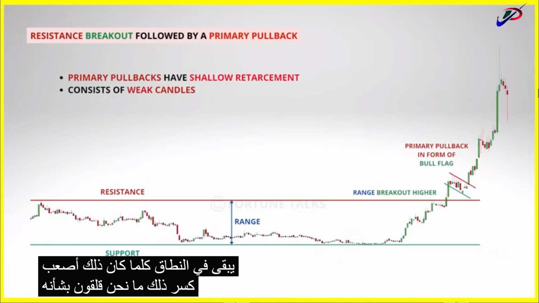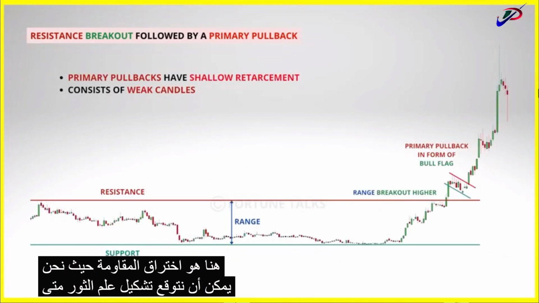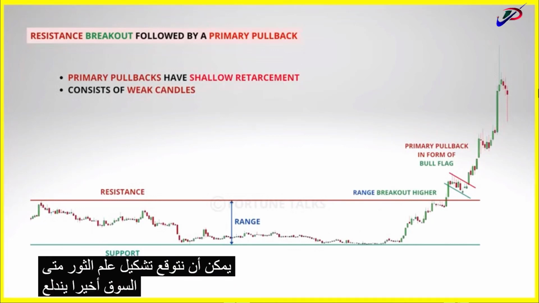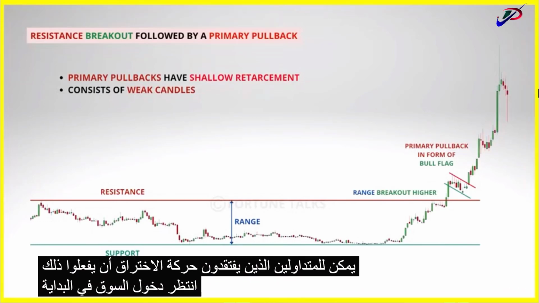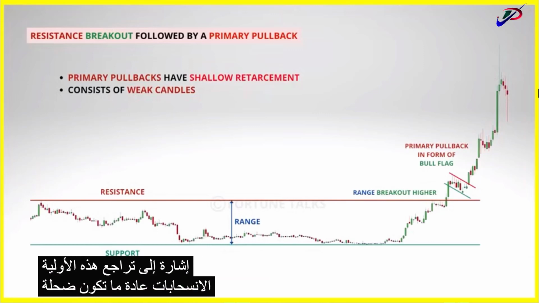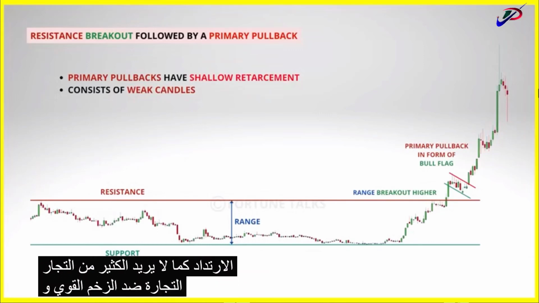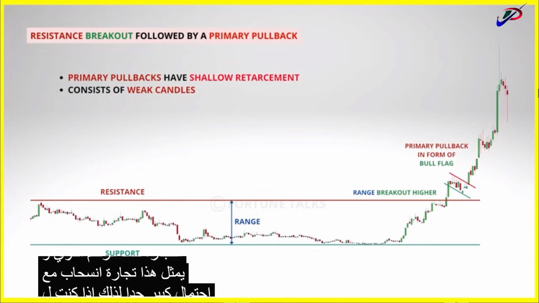So what we are concerned about here is a resistance breakout where we can expect a bull flag to form. So when the market finally breaks out, the traders who missed the breakout move can wait to enter the market at the first indication of a pullback. These primary pullbacks usually have a shallow retracement as not many traders want to trade against the strong momentum. And this presents a pullback trade with a very high probability.